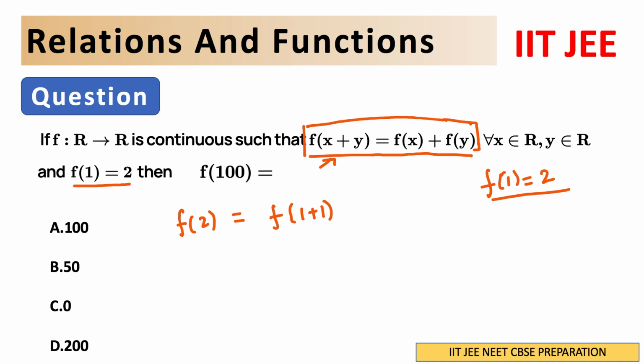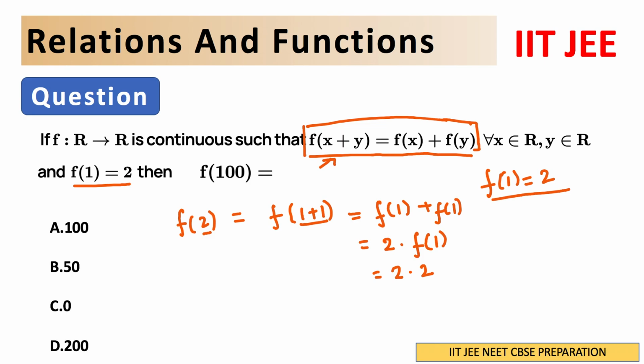So let us express 2 in the form 1 plus 1, because in this case the expression will be f(1) plus f(1), and we know the value of f(1) is given in the question. So this becomes f(1) plus f(1), which is 2 times f(1). What is f(1)? f(1) is 2. So you get 2 into 2, which is the value we are getting here.